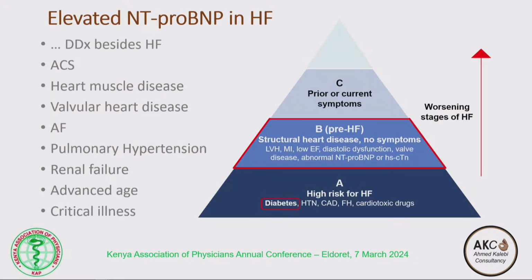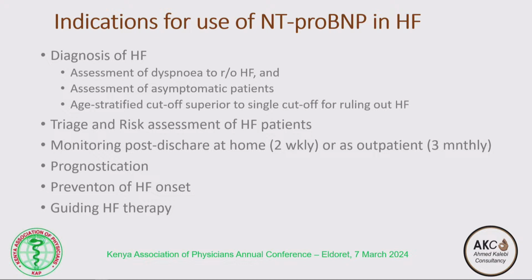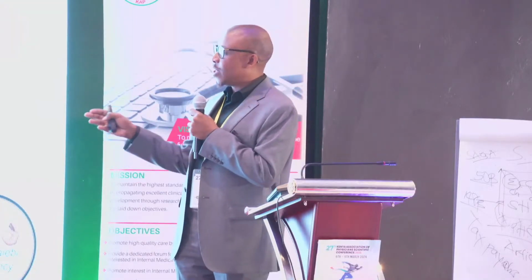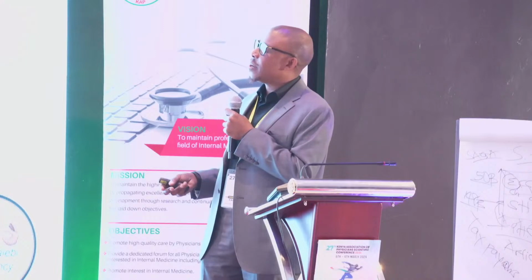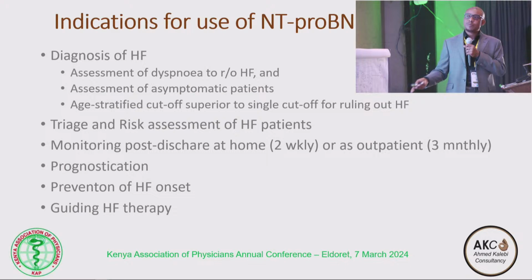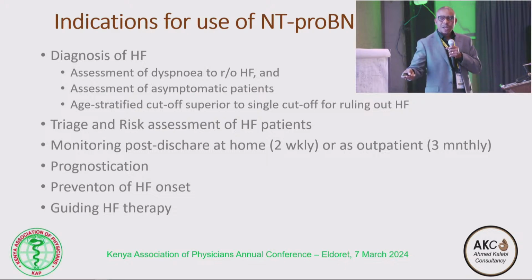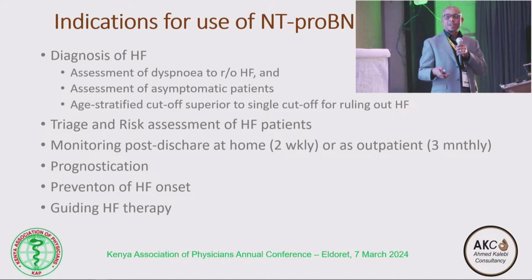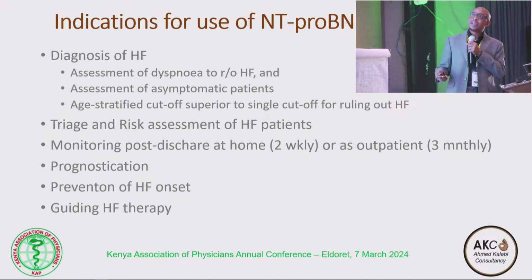So just remember that it's not only heart failure that can cause elevated proBNP, but with heart failure, the levels are markedly elevated, maybe only comparable to pulmonary hypertension. Dr. Rosie has spoken about all this. So what are the indications for proBNP testing? I'm just summarizing: diagnosis of heart failure, triage and risk assessment, and this is all from some of the recent guidelines that came out last year and the year before. Monitoring post-discharge at home, prognostication, prevention of heart failure onset because of the measures that you take, as well as guiding therapy, and Rosie spoke about that.